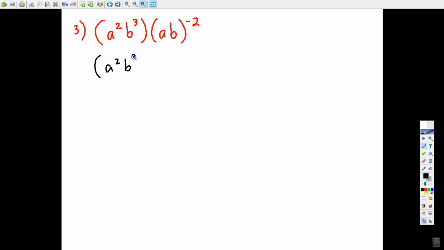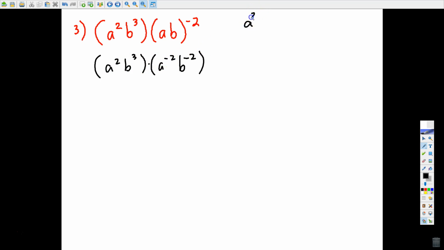So a squared b cubed, just going to write that down, and that's going to be multiplied by a to the negative 2 times b to the negative 2. Now you could do this a couple of different ways. I'm just going to go ahead and leave it like this and do the multiplication, remembering that when I multiply like bases, I add the exponents of those like bases. So a times a, I'm going to do 2 plus negative 2. A to the second times a to the negative 2, I'll just write it out like this.